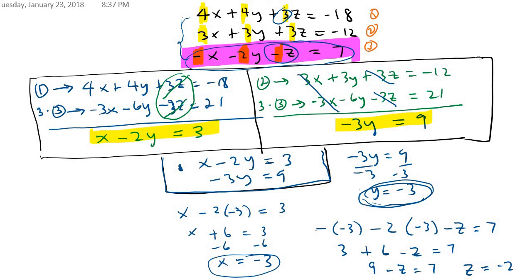So the solution to the system will be written in ordered triple form, rather, as negative 3, negative 3, and 2. And that is the answer.